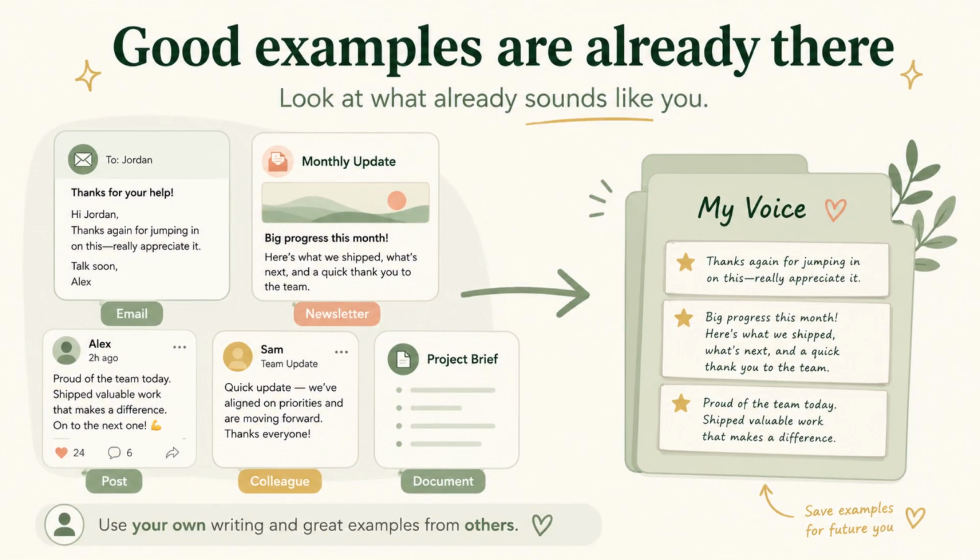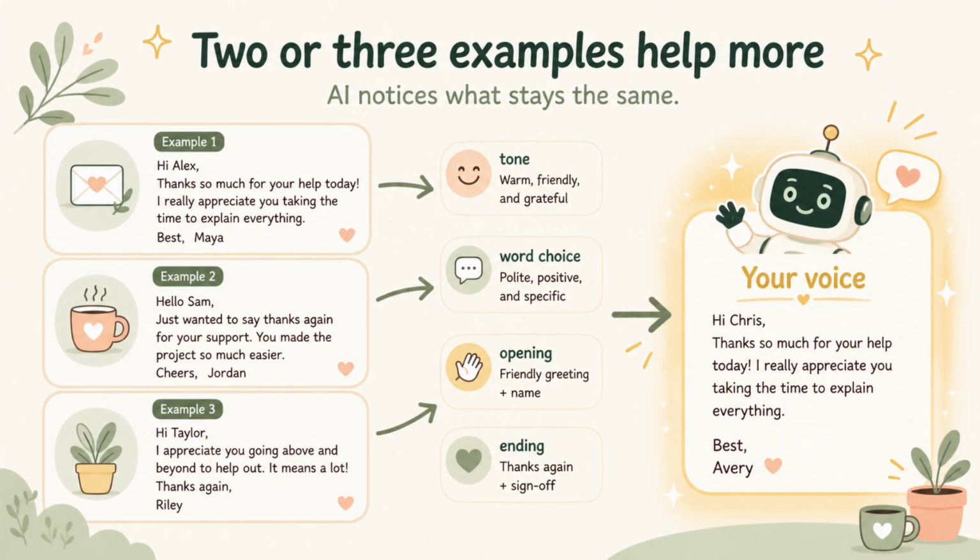Maybe a colleague writes clear updates. Maybe a newsletter has a tone you like. Maybe a post feels simple, warm, and useful. Save two or three examples somewhere easy to access, because one example helps, but two or three examples help even more. They allow AI to notice what stays the same across your style. That is how AI starts understanding your voice better.